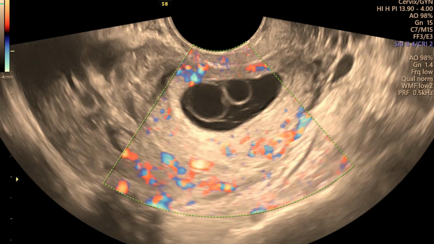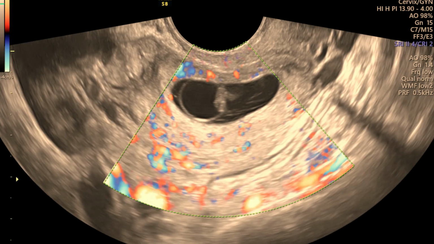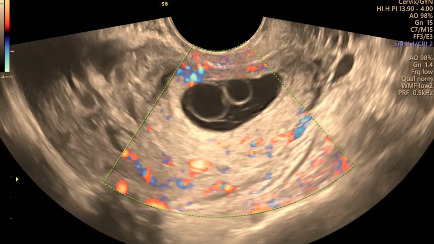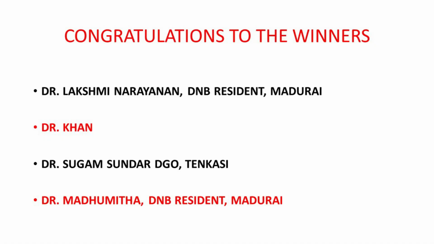Of the participants, 4 have given the correct answer with their names given here. All the others have given their differential diagnosis. Congratulations to the winners and all the best to all the participants who have answered as the differential diagnosis. Thank you very much. The quiz might be difficult without any history.